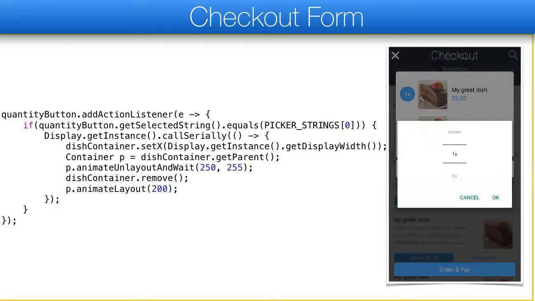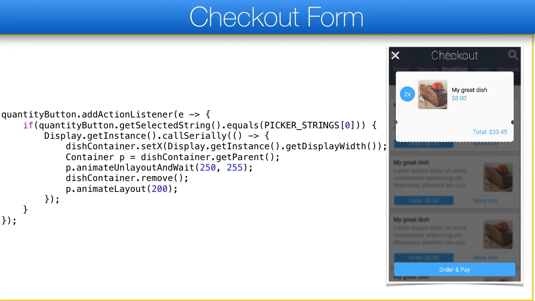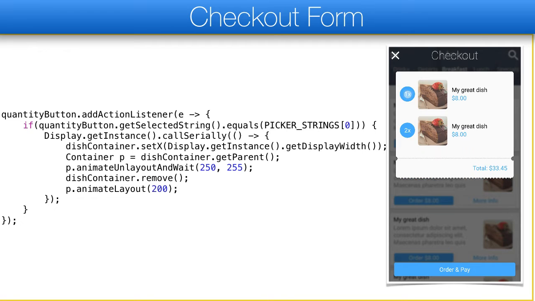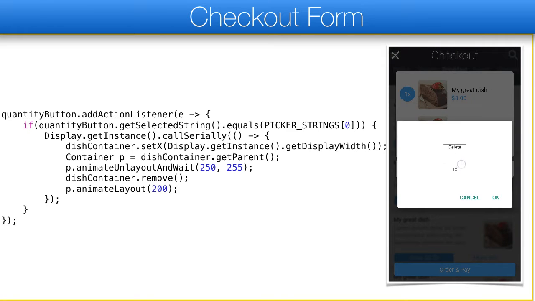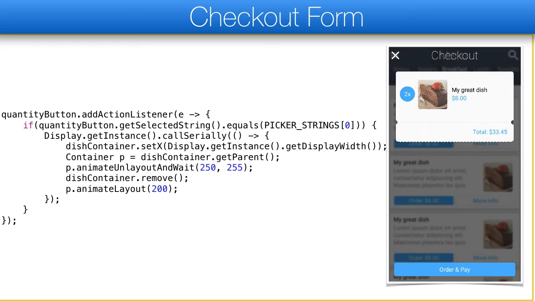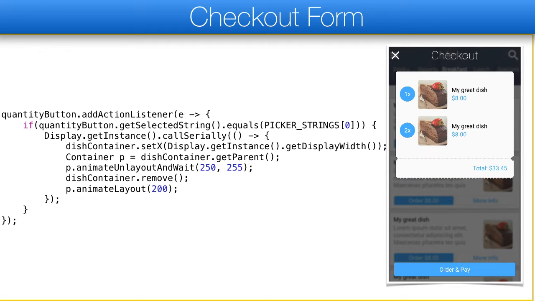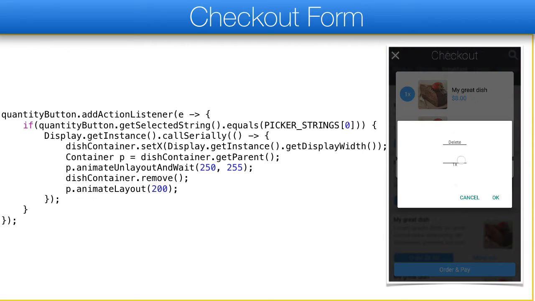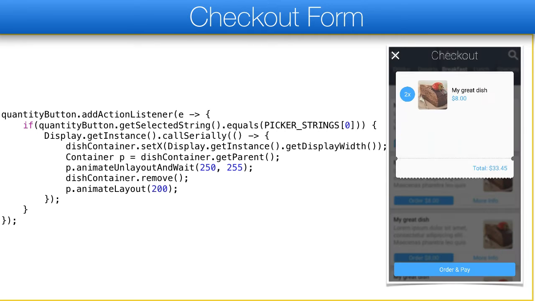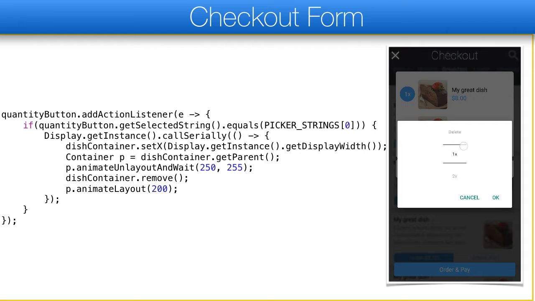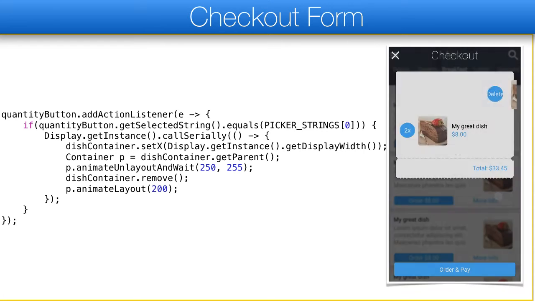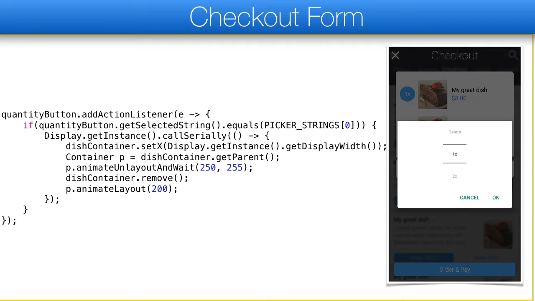The quantity button allows us to edit the number of elements and also remove an element from the list. If you look at the removal effect looping to the right here, you will notice that this animation has several stages. First, we set the dish to an X position outside of the form and call animate unlayout to show the floating out.